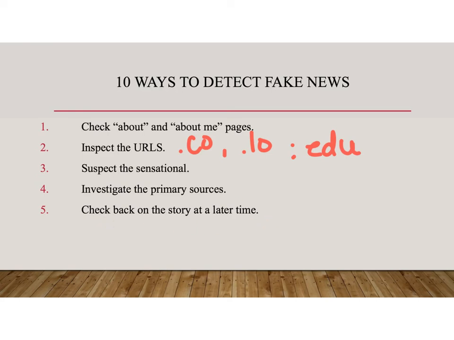Number 5 is check back on the story at a later time. Sometimes stories develop over time. You'll find that when you read a story once and you come back to it a couple hours later, there are some modifications to the story or some things continuing to be added to the story, okay? And as you come back to the story, it might grow into a fuller picture. So it might sound like right now this and this is happening, but when you come back a couple hours later, you'll find, oh, but this just in, what was happening wasn't a big deal, it was actually this, okay? So come back to the story at a later time.